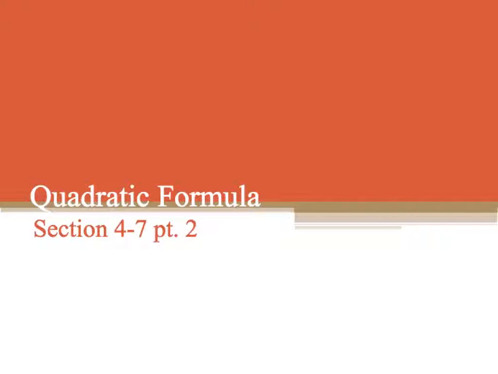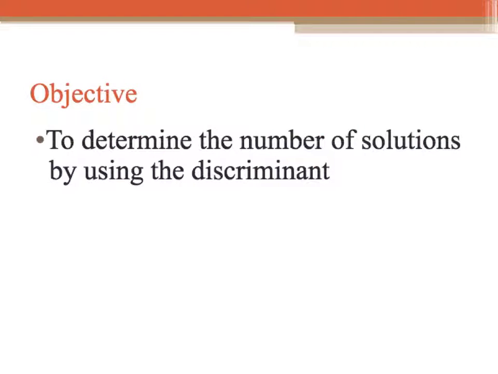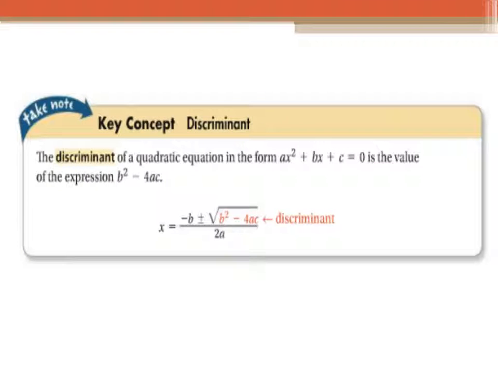Hey class, today we are still talking about the quadratic formula, but this one is found in section 4-7, part 2 of your book. We're going to determine the number of solutions by using the discriminant. The discriminant is the part of the quadratic formula that's found under the radical symbol. In other words, it's the radicand of the quadratic formula.